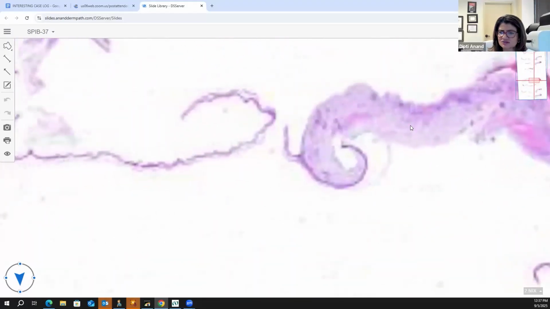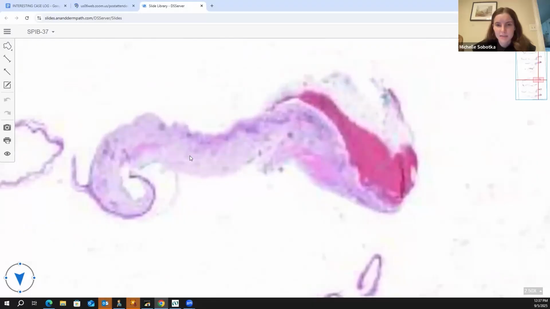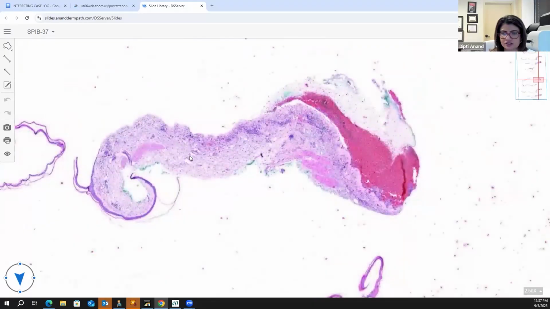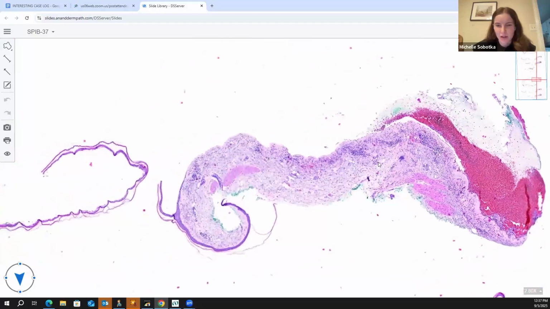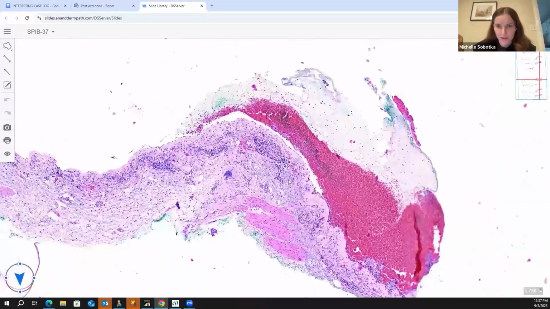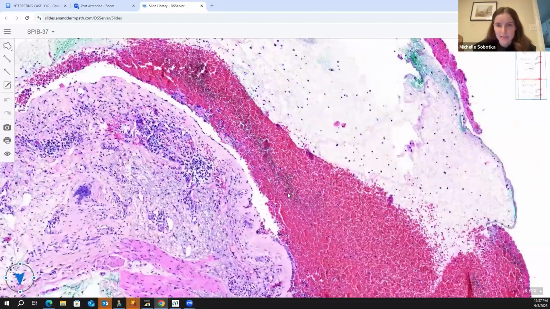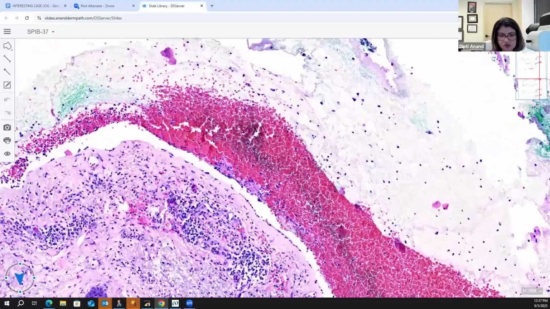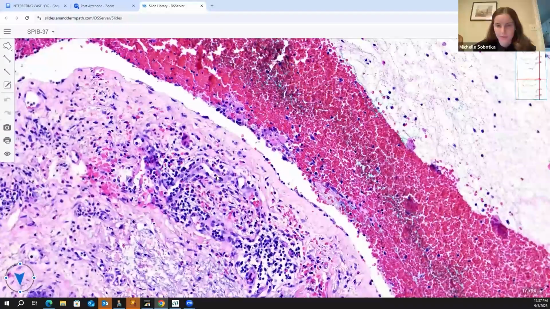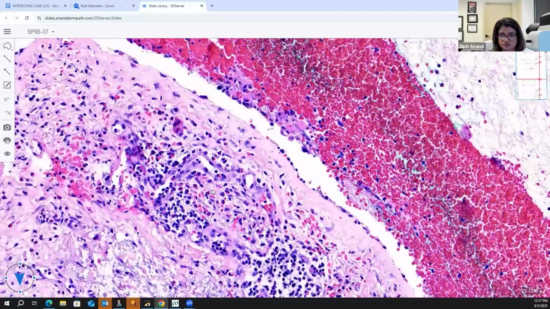Is it blurry at your end as well? It is. Oh, here it is. Okay, good. Yes, much better. Yes. And I'm seeing a lot of blood, a lot of hemorrhage, and it also is looking like it's very cell rich as well. And what are all these cells in there? It looks like there are a lot of eosinophils. Yeah. So this would be bullous pemphigoid.